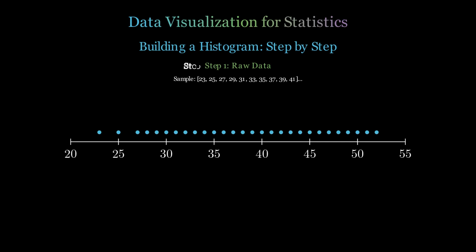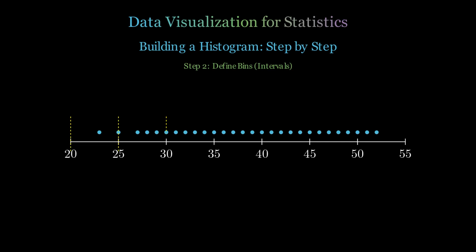Step 2. Define bins or intervals. We divide the data range into equal width bins. Here we are using 7 bins, each spanning 5 units. The bin boundaries are marked by these yellow dashed lines.